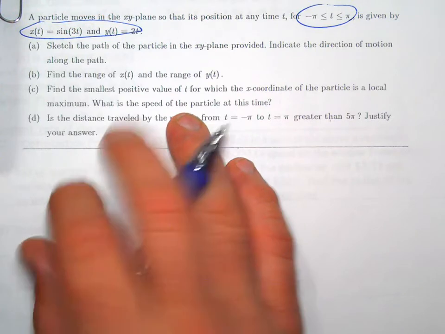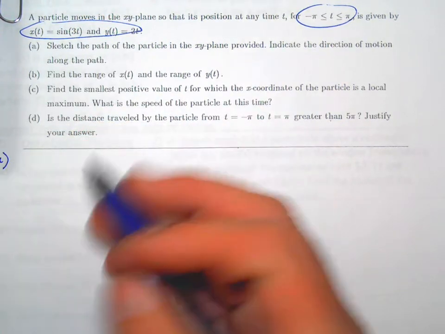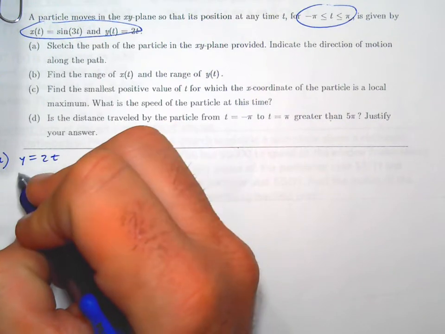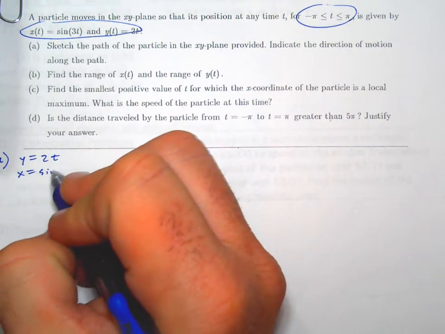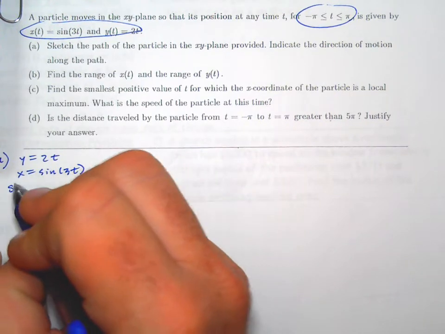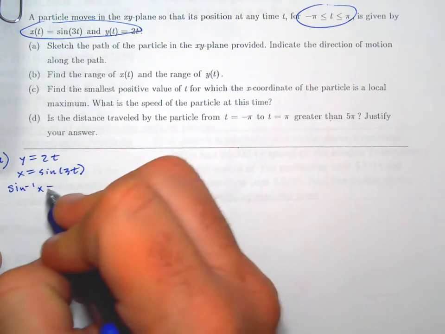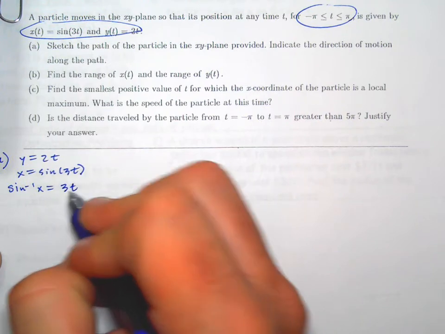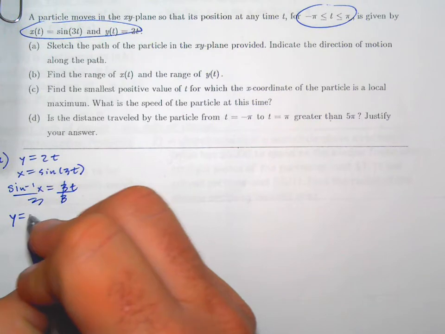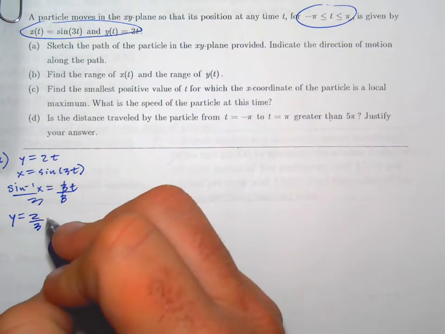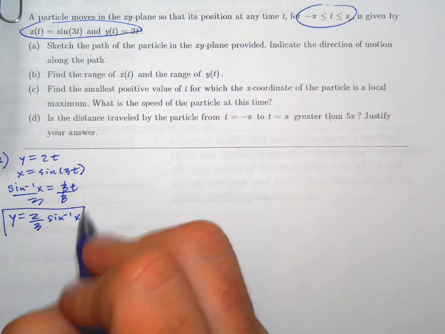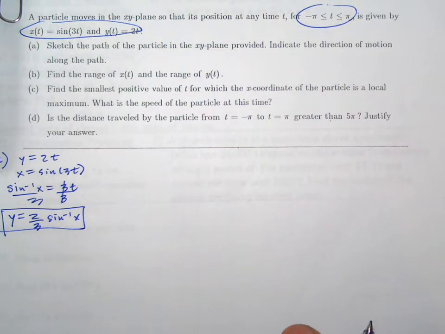It might be good to go ahead and try to get a Cartesian equation. So, y equals 2t, x equals sine 3t. We could solve for t in terms of x. It's going to be a little ugly. It's going to be inverse sine of both sides, right? And then divide by 3. So now y equals 2/3 inverse sine of x. That's a Cartesian equation, so it's an inverse sine curve.